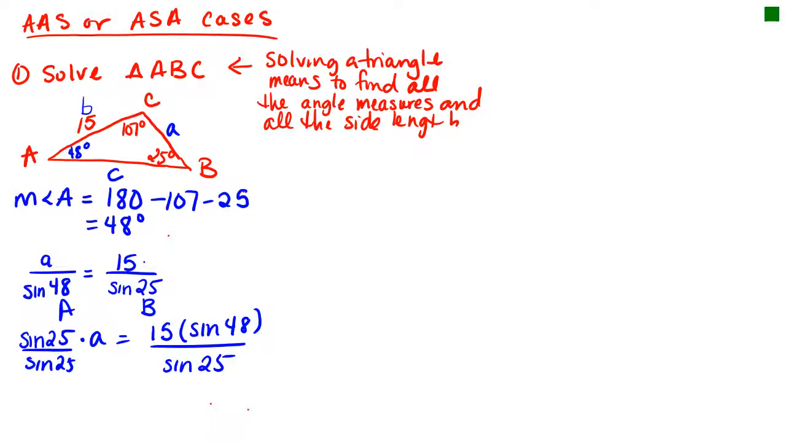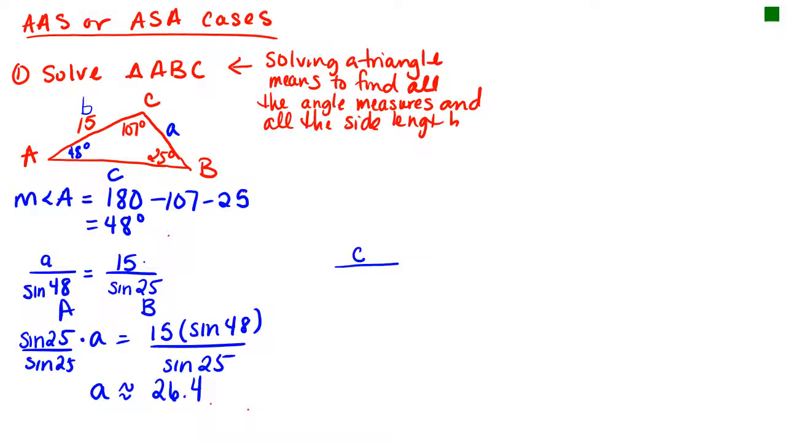So I actually just type in 15 times the sine of 48 divided by the sine of 25 in the calculator. I get A is about 26.4. Let's put the about symbols. All right, now I want to find side C.